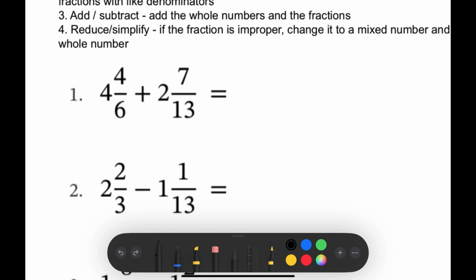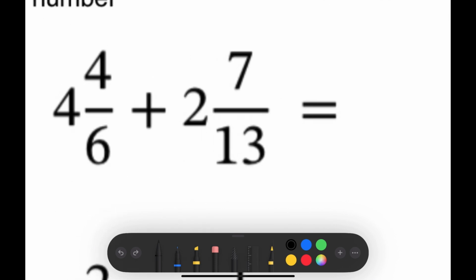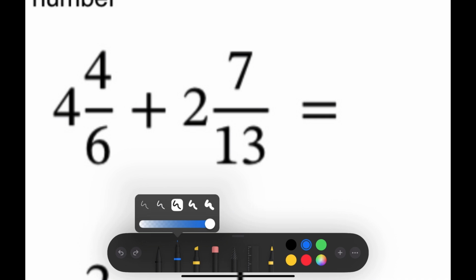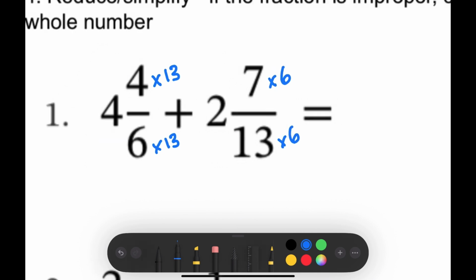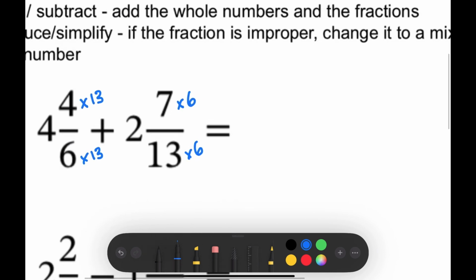So basically, 4 over 6, I'm going to multiply it by 13. And 7 over 13, I'll multiply it by 6. Once you have that, the whole numbers stay the same. So the 4 stays the same. We'll convert that fraction. And then the 2 stays the same, and we'll convert this fraction.